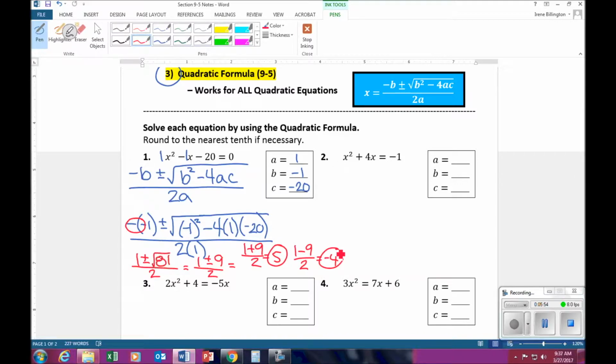Let's look at example 2. Example 2 does not equal 0. It equals negative 1, so I want to add 1 to each side. So my new equation is x squared plus 4x plus 1 equals 0, meaning A is 1, B is 4, and C is 1. So we're going to take all of those numbers and plug them into our quadratic formula. Use parentheses anywhere you are substituting a number.